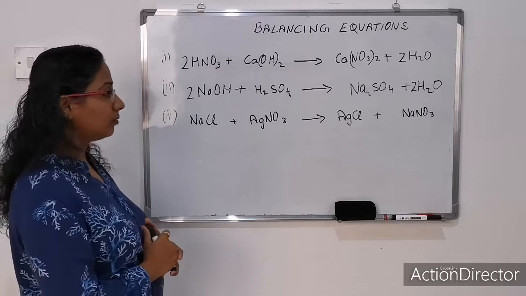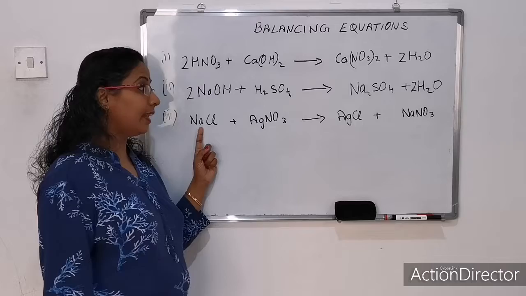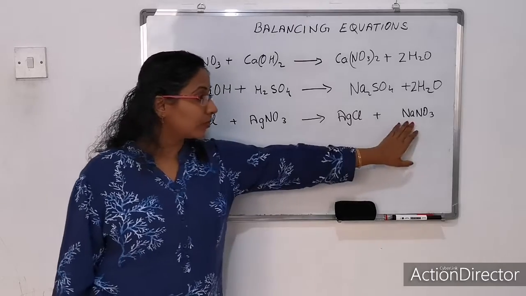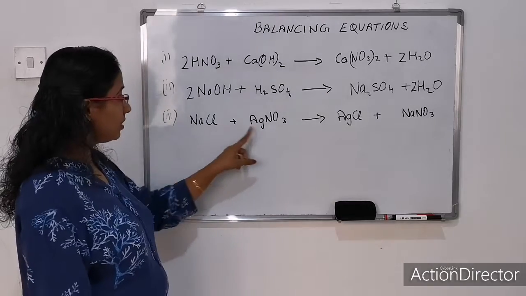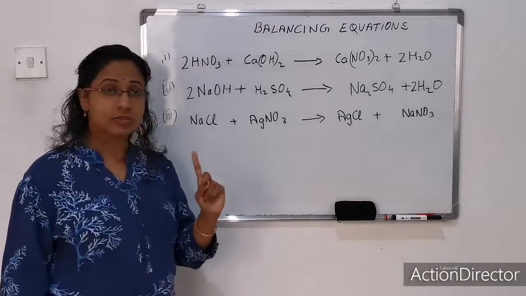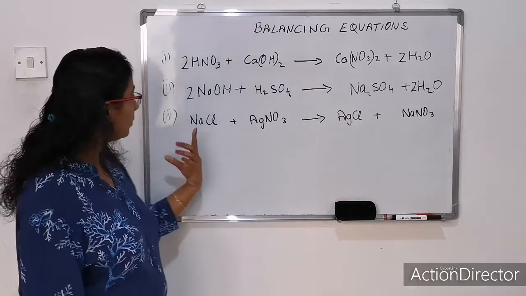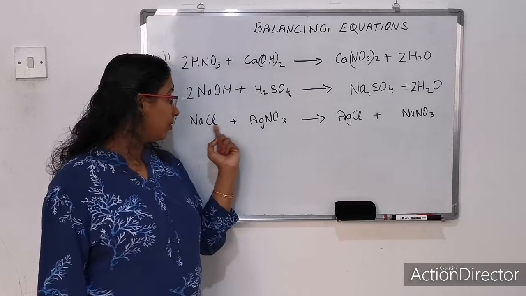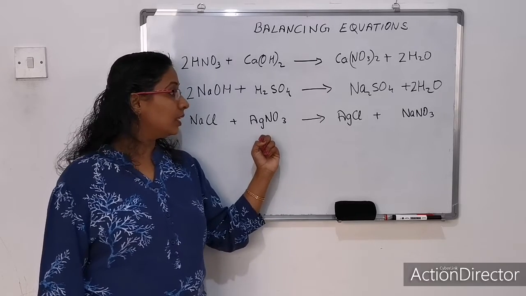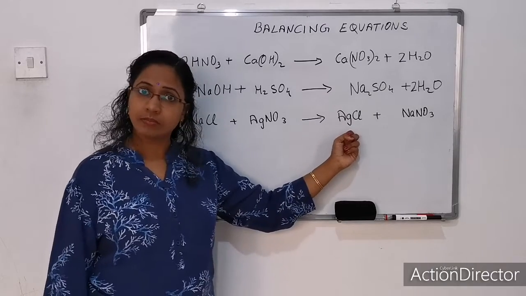Now again, first element. Here it is Na. Na we are going to check with Na. 1, same. Next comes Cl. Cl is here? No. So Cl is also 1. Let's go and check here. Cl 1. Okay. Now Ag. This is finished. So we are checking Ag. Ag and Ag is same.